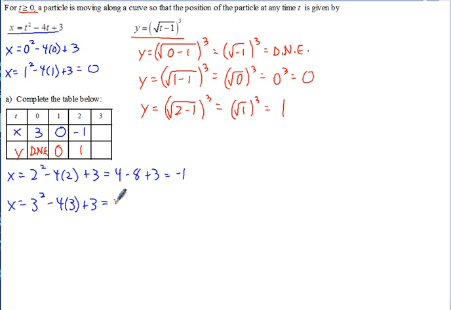So 3 squared is 9. 4 times 3 is 12, plus 3. That gives you 9 plus 3 is 12, minus 12, back to 0 again.